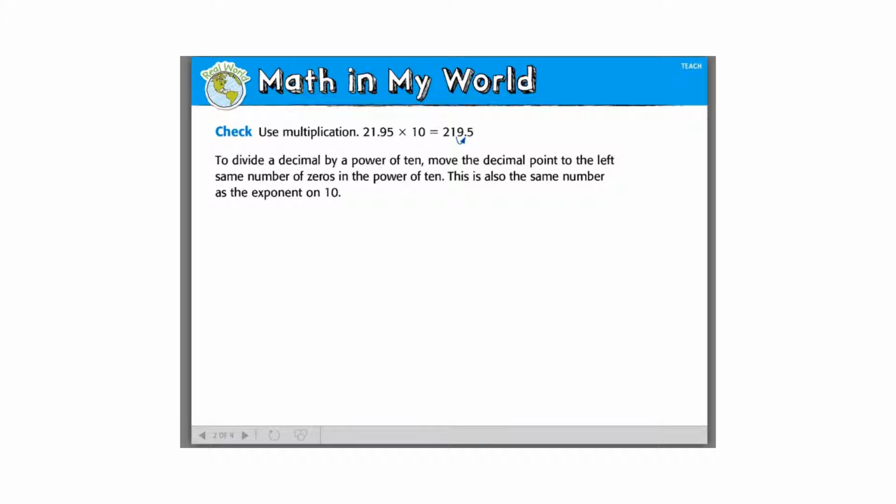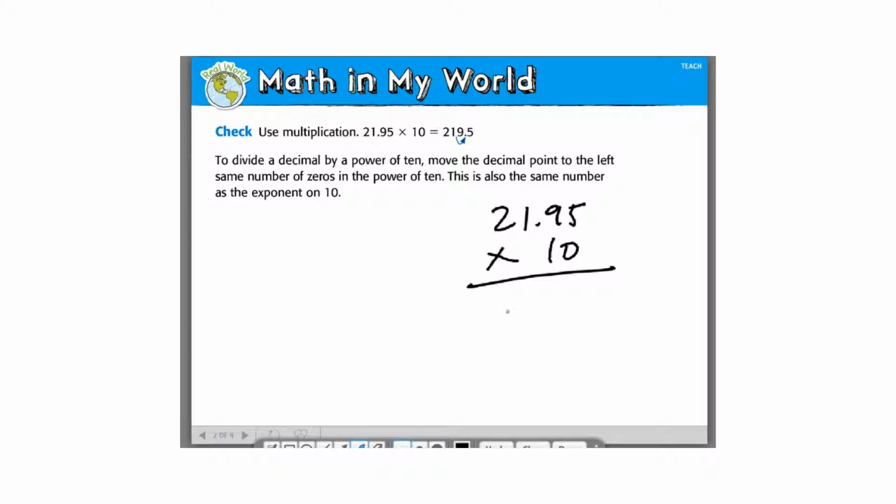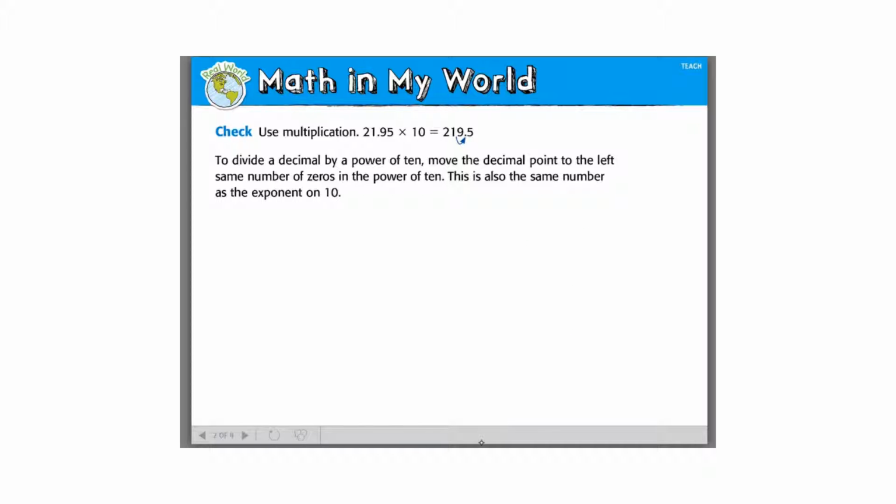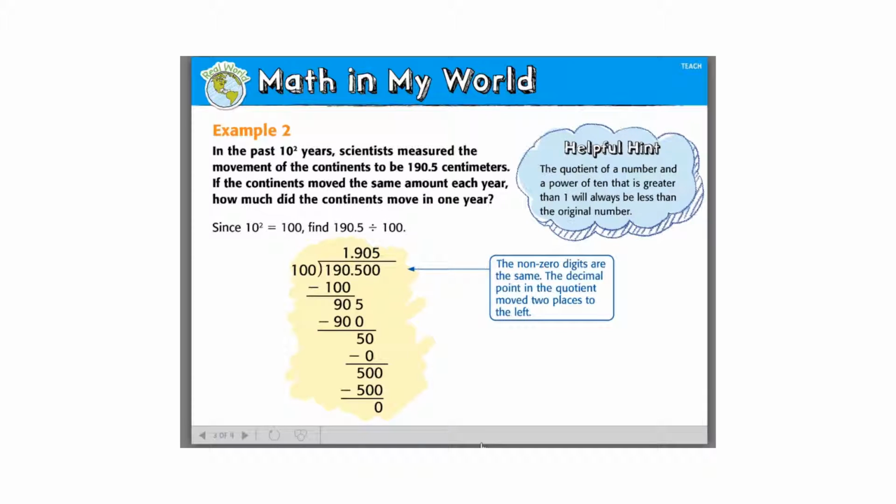So you could check by using multiplication. So if I multiplied $21.95 by 10, I would get $219.50. So you could check your answer, your solution, by using multiplication since it's a division problem. Look at example number 2.